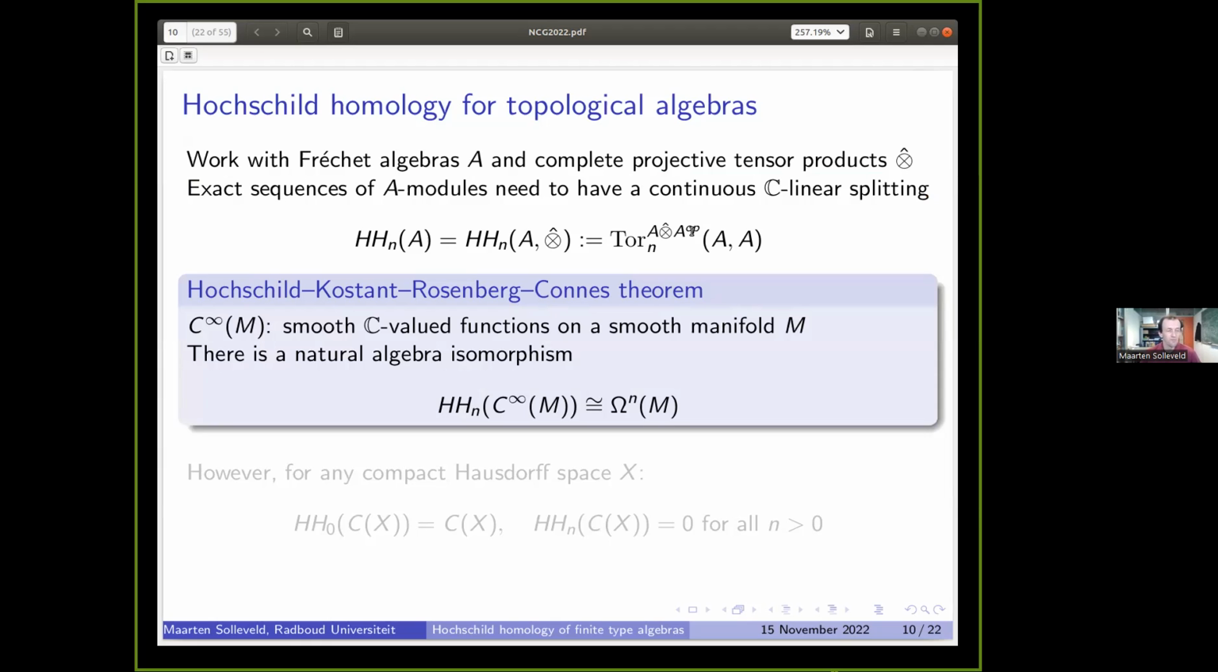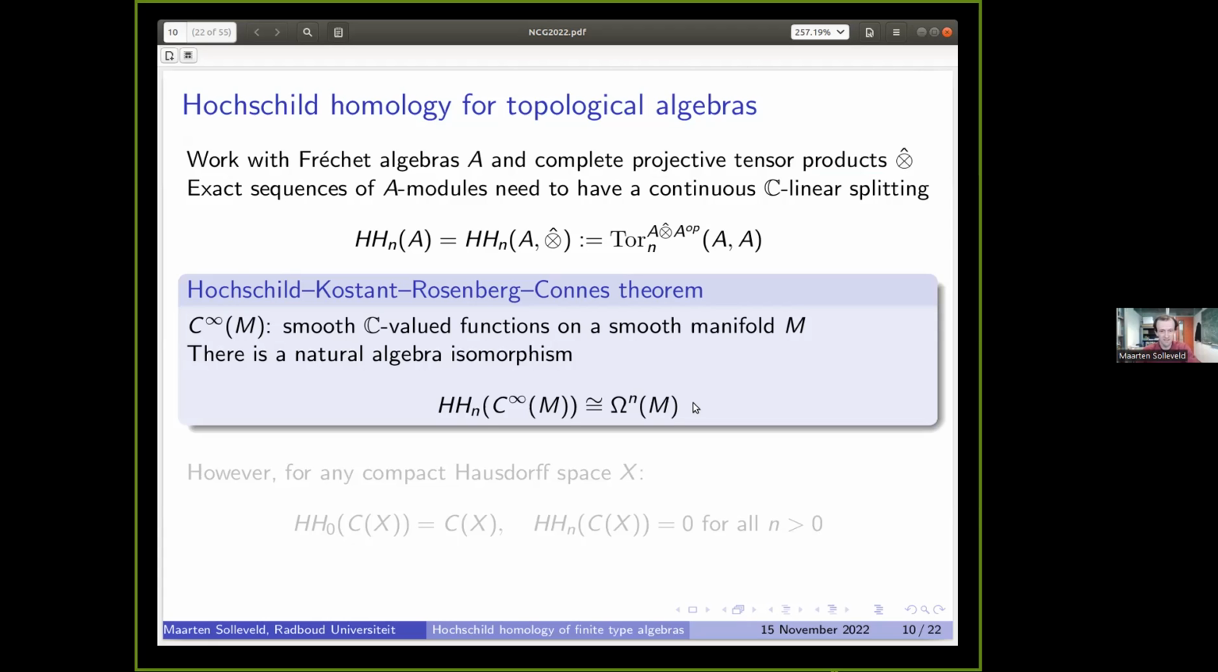This tells you that if you start with an algebra of smooth functions on a manifold, let's say complex-valued smooth functions, then the Hochschild homology of that algebra is naturally isomorphic to the differential forms on this smooth manifold. Initially, Connes, I think, proved it only for compact manifolds, but later people used somewhat different techniques, and then it was also established for arbitrary smooth manifolds. So that's a nice property of this Hochschild homology functor.